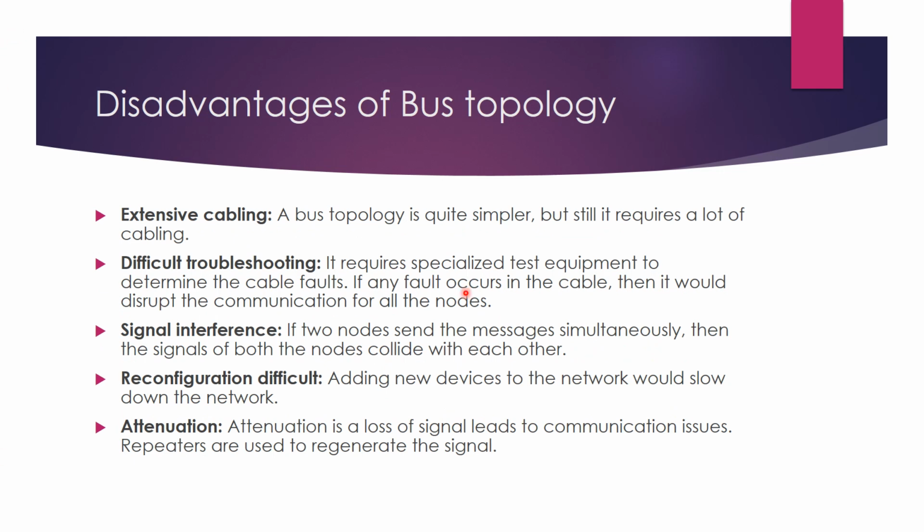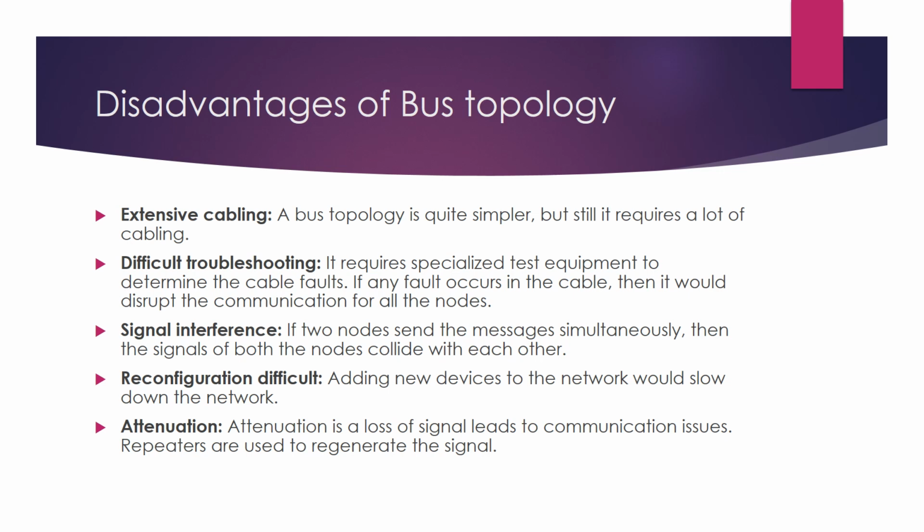Then come some disadvantages of bus topology. First of all, extensive cabling. Although the cable is very cheap, it requires a lot of cabling. Difficult troubleshooting: it requires specialized testing equipment to determine the cable fault. If any fault occurs in the cable, it would disrupt the communication for all the nodes because we are using the same medium for our communication.